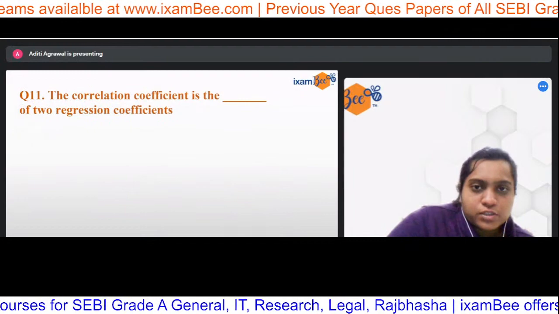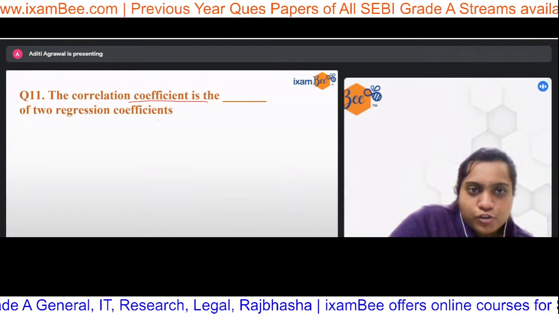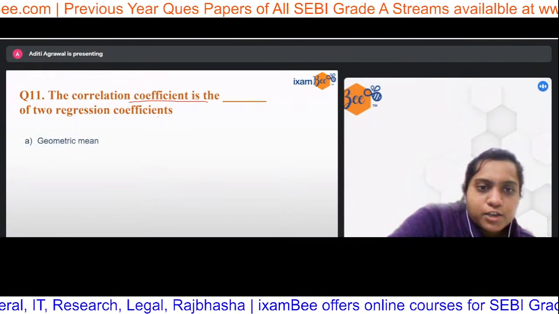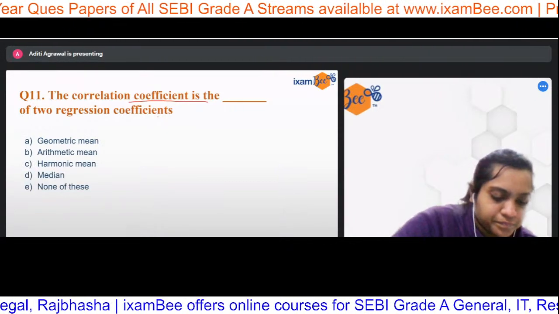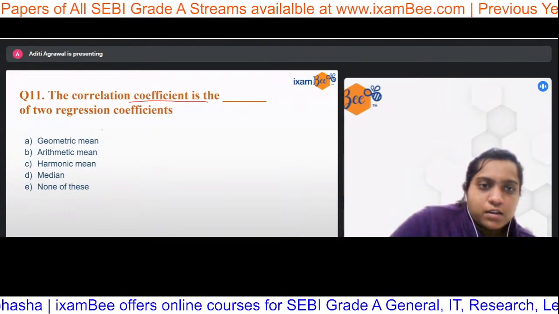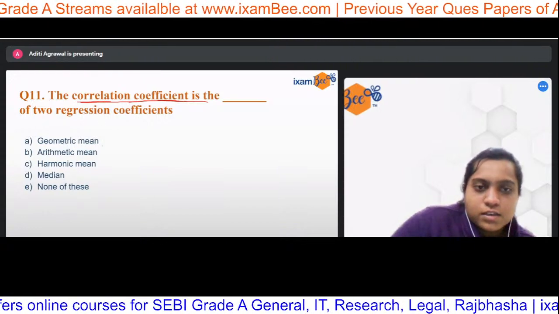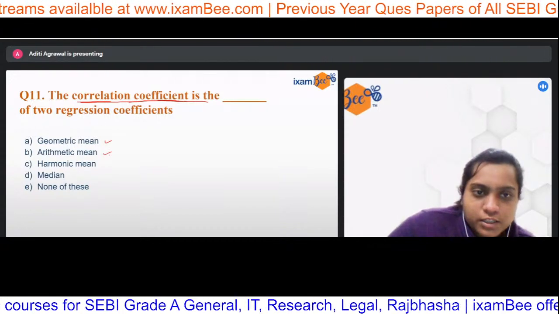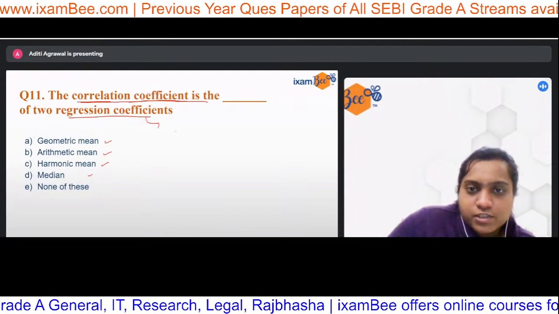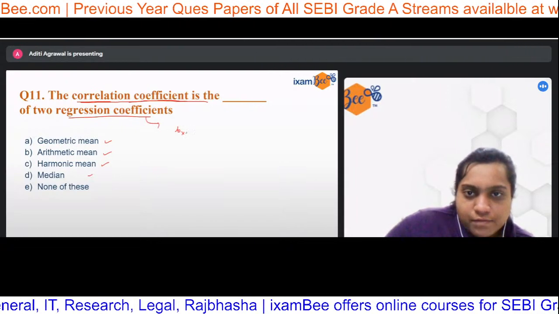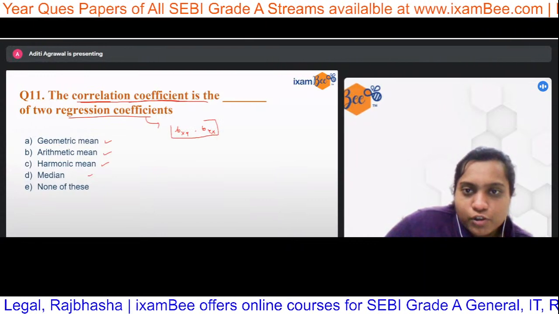The next question: the correlation coefficient is dash of the two regression coefficients. The options are geometric mean, arithmetic mean, harmonic mean, median, or none of these. So what is the correlation coefficient? Is it the geometric mean, arithmetic mean, harmonic mean, or the median of the two regression coefficients? If I'm regressing x on y, I have bxy. If I'm regressing y on x, I have byx. These are the two regression coefficients.